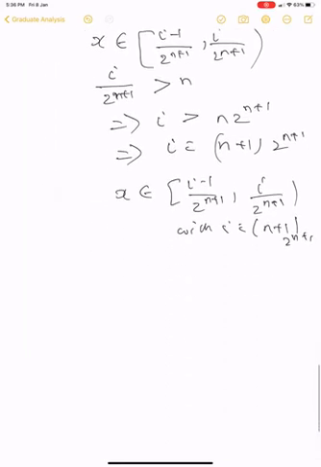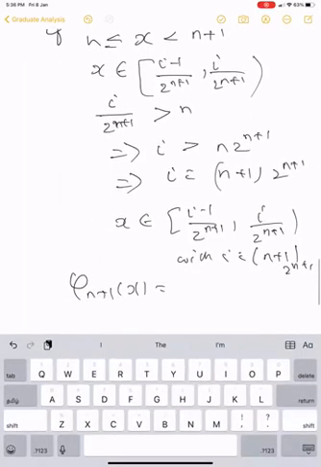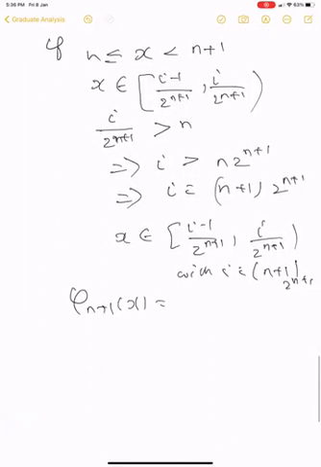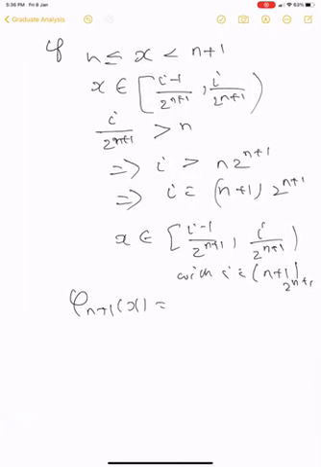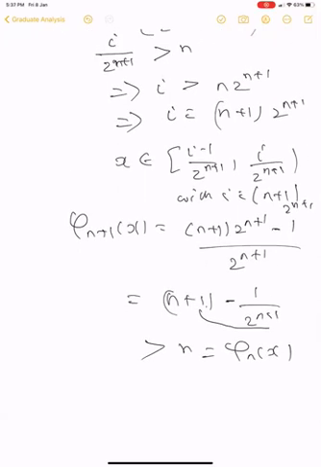So then we know what phi n plus 1 of x is, which is just this value: n plus 1 times 2 power n plus 1 minus 1, divided by 2 power n plus 1, which is equal to n plus 1 minus 1 by 2 power n plus 1. This is some positive number, which is greater than n, which is equal to phi n. Okay, so we have verified that phi n is increasing.